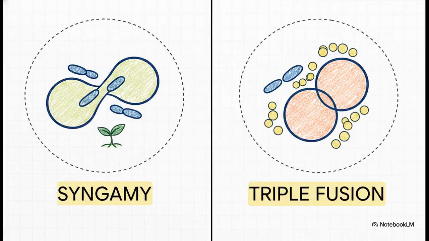So here's how those 2 jobs break down. The first male gamete fuses with the egg cell, a process we call syngamy, and bam, that creates the diploid zygote. That's what will eventually grow into the new plant. The second gamete bypasses the egg, moves to the center, and fuses with two polar nuclei in what's known as triple fusion. This creates a triploid cell that becomes the endosperm. The easiest way to think of the endosperm is like a packed lunch for the baby plant. It's a tissue absolutely bursting with reserve food to nourish the embryo as it develops.